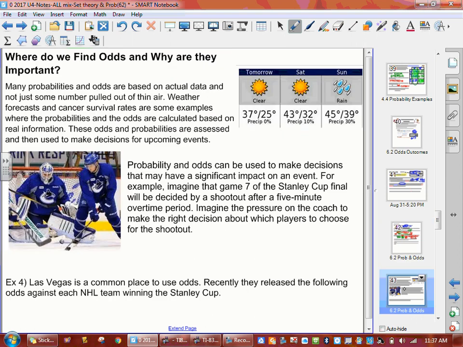Well, many probabilities and odds are based on actual data, specifically weather and sports. So forecasts, cancer survival rates, so in the health field, odds and probabilities are assessed, and then they make decisions for upcoming events. So for example, right now there's a lot of flus and colds going around. You know, all the schools in Sylvan Lake. One of the schools even sent a letter home saying, try and remind your kids to wash their hands lots, etc. Don't share drinks, those kinds of things, because everybody's getting sick.